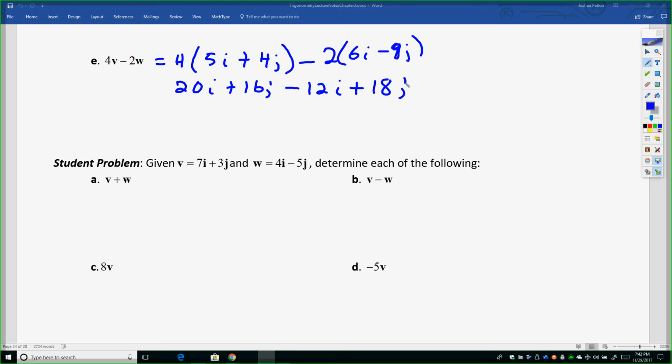Okay, so we combine the like terms. We get 20 minus 12 is 8i. 16 plus 18 is 34j. Okay, pause the video and try these student problems.